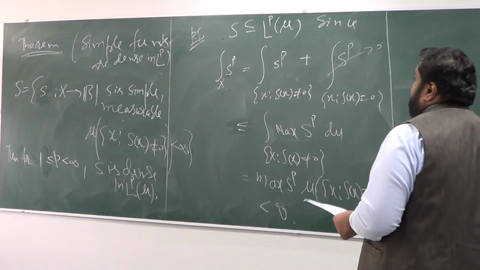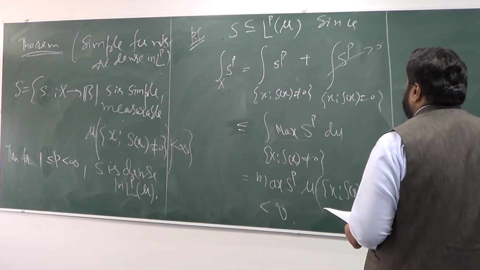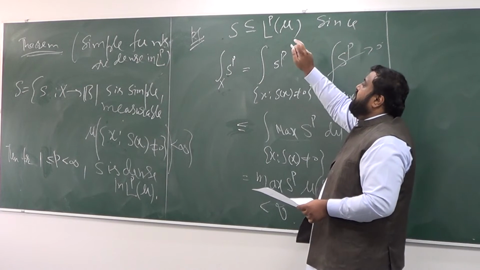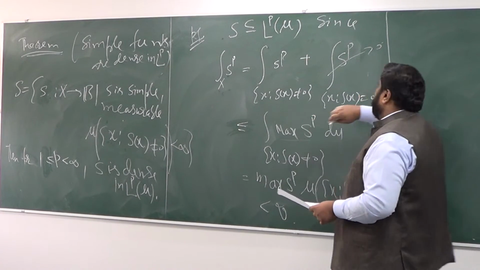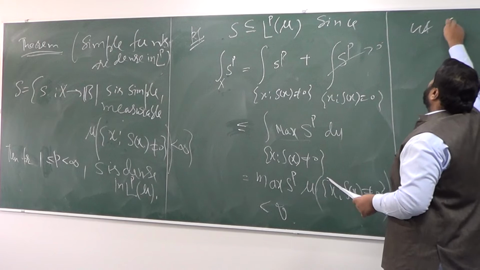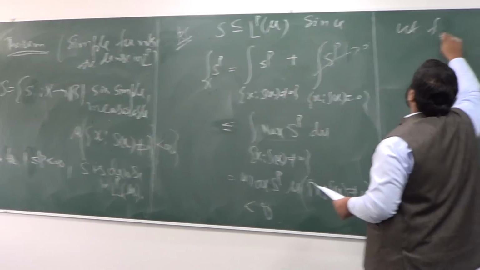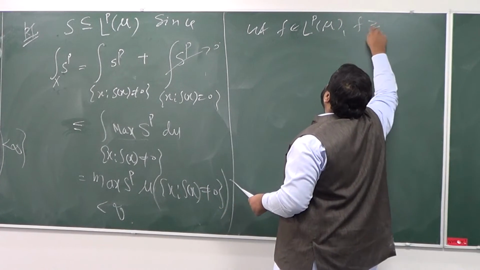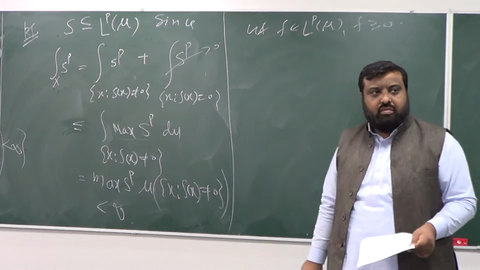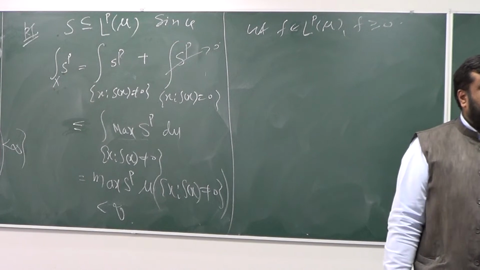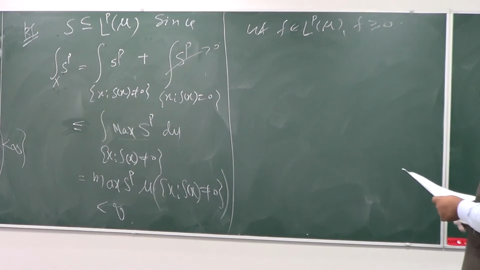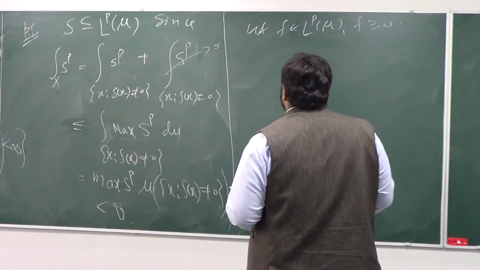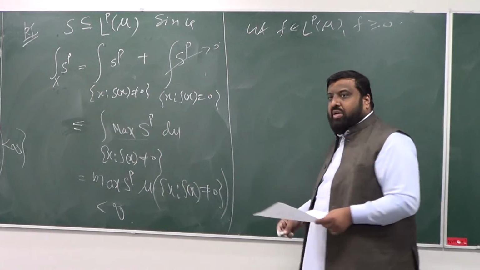The key thing that we need to prove is that if I take an element here, I can find a sequence from S that approximates it. For that, let me take, for example, an f from L^p(mu) such that f is not negative. Then by our approximation theorem.